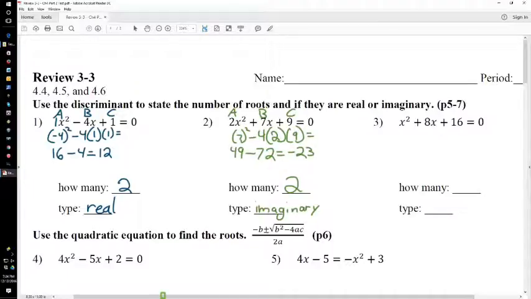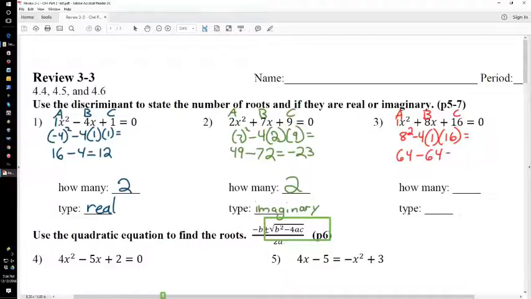All right, last one. Again, we've got a, b, and c. And again, it's the part underneath the radical in the quadratic formula. It's this section right here. So we are going to do b squared, 8 squared, minus 4 times, again, there's nothing in front of x squared, so it's just 1, times c, which is 16. 8 squared is 64, minus 4 times 1 is 4, 4 times 16 is 64.